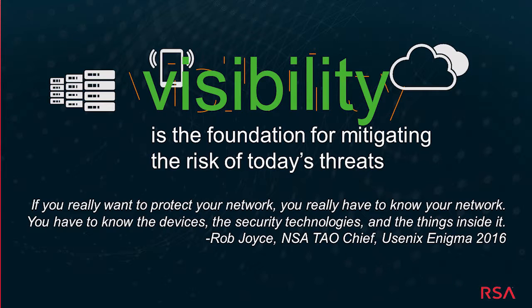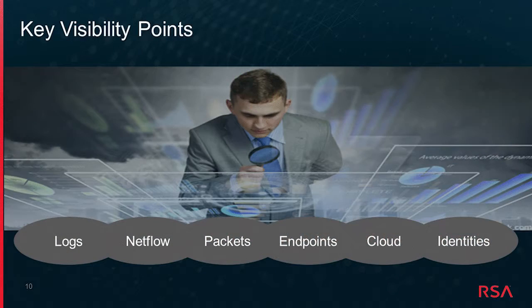That's how we start with visibility, but it turns out that there's different elements of it from a tactical perspective. And what are some of the key points of visibility that matter the most? So in my mind, the key areas are the traditional ones, certainly logs, NetFlow, packets, being able to understand what's happening at your network level.